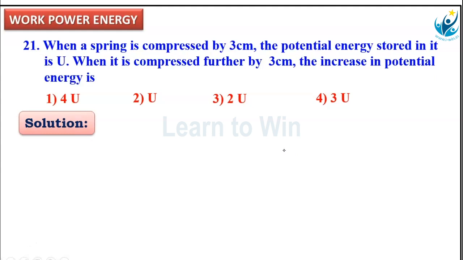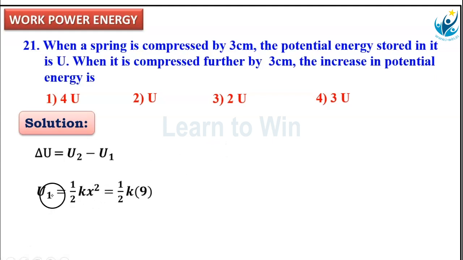Solution. Now here we know the potential energy formula, half kx square. When the compression is 3 cm, the corresponding potential energy is considered as U1, which in the problem is mentioned as U. For a further 3 cm, meaning total 6 cm, the corresponding potential energy is taken as U2. The difference of these two is the increase in potential energy, delta U. Now substituting the formulas. U1 is half k, where k is the spring constant, x is the initial compression 3 cm, 3 square 9. This value 9k by 2 is given as U.